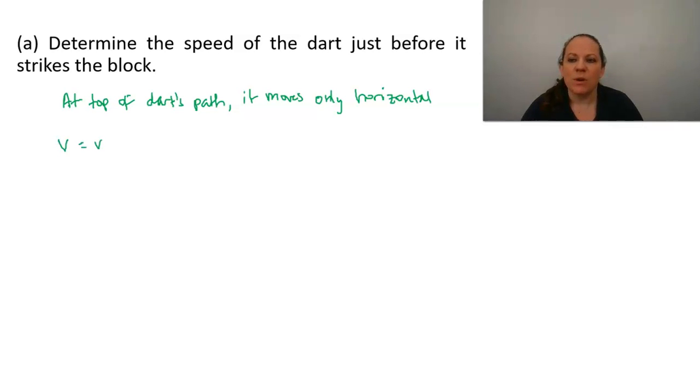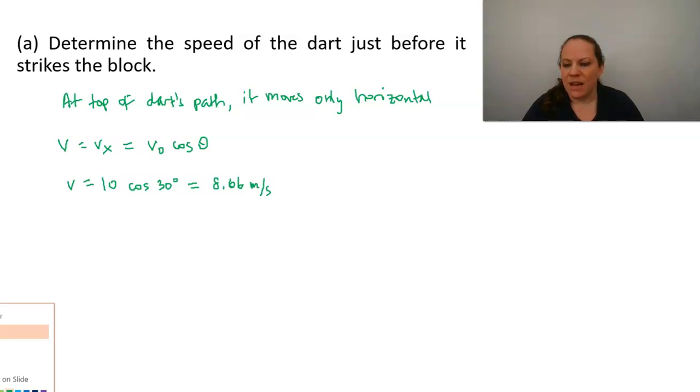So its velocity will again just be equal to that x component, which will be the initial velocity times the cosine of the angle. And when we substitute 10 meters per second and 30 degrees, we are going to get 8.66 meters per second. And as far as scoring, this one was simply +1 for a correct answer.